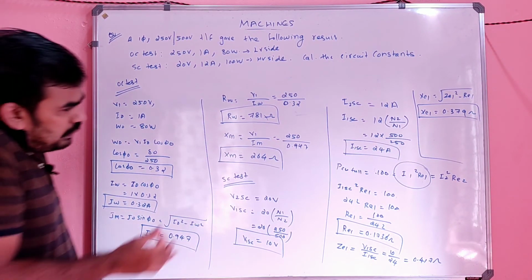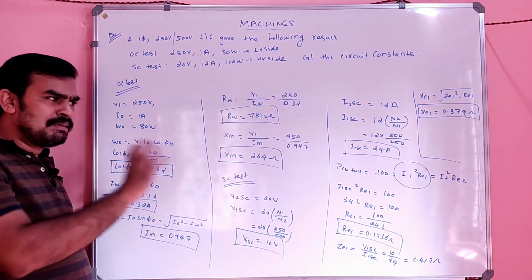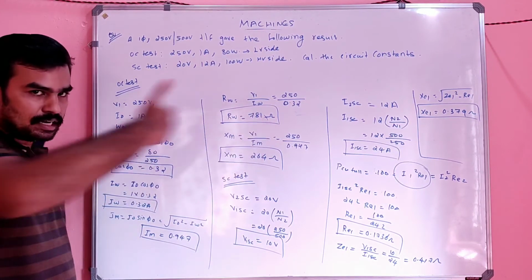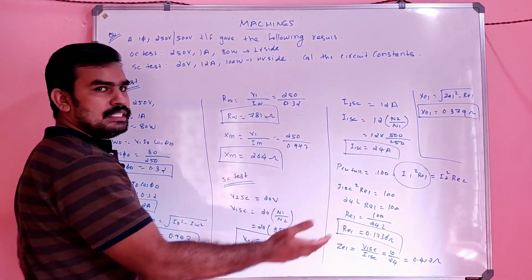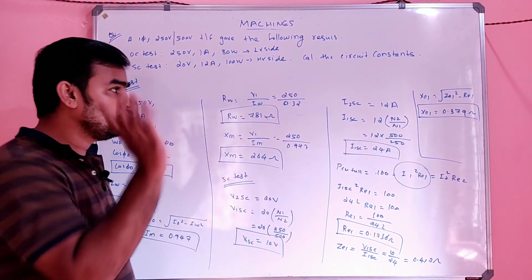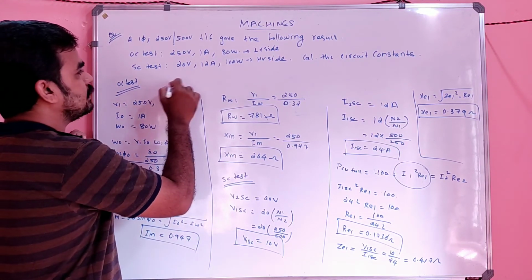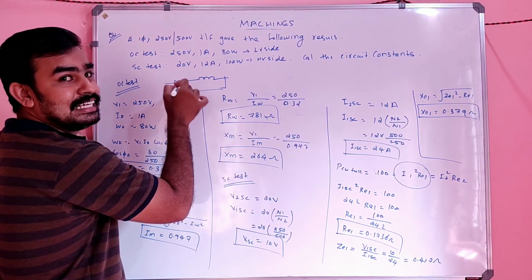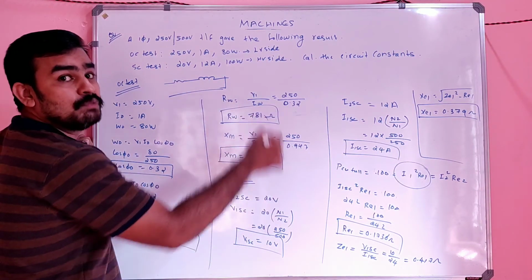If you don't convert this, you will not get an equivalent side resistance or reactance. That is the purpose of doing this conversion. If you directly do this, you will not get an equivalent circuit like this. You will not assume this circuit if you don't do this conversion.